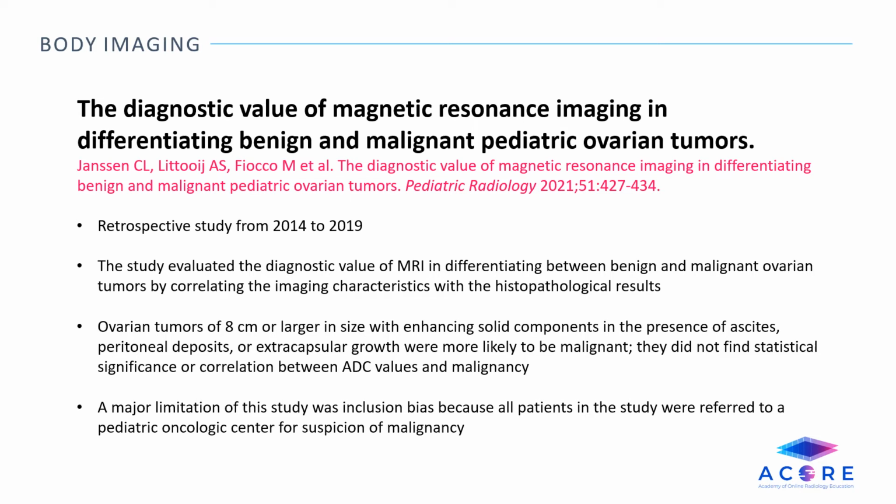The diagnostic value of magnetic resonance imaging in differentiating benign and malignant pediatric ovarian tumors. This retrospective study from October 2014 to March 2019 compared MRI characteristics of ovarian masses to the pathology results to evaluate the diagnostic value of MRI in differentiating between benign and malignant ovarian tumors in children. The authors conclude that MRI assessment of ovarian tumors can differentiate between benign and malignant tumors, particularly if the tumors are 8 centimeters or larger in size and have enhancing solid components along with ascites, peritoneal deposits, or extracapsular growth.